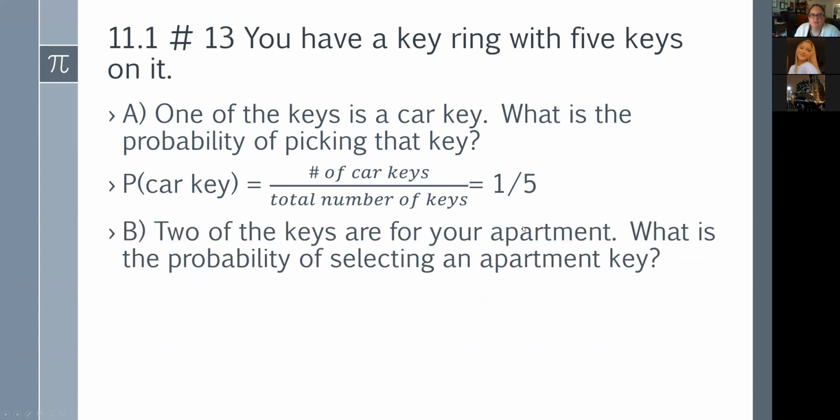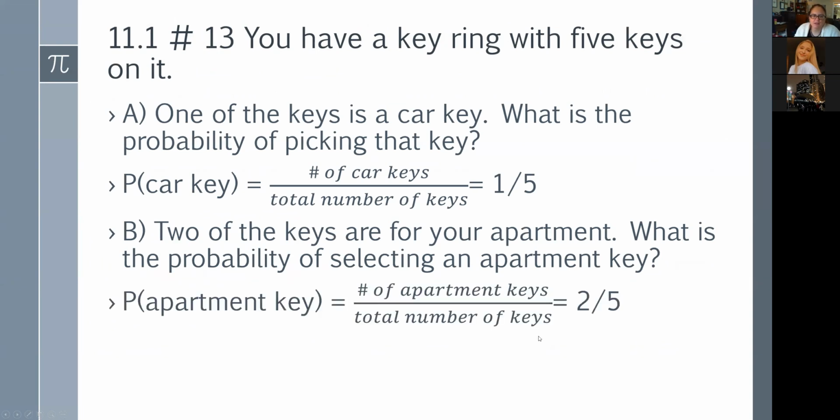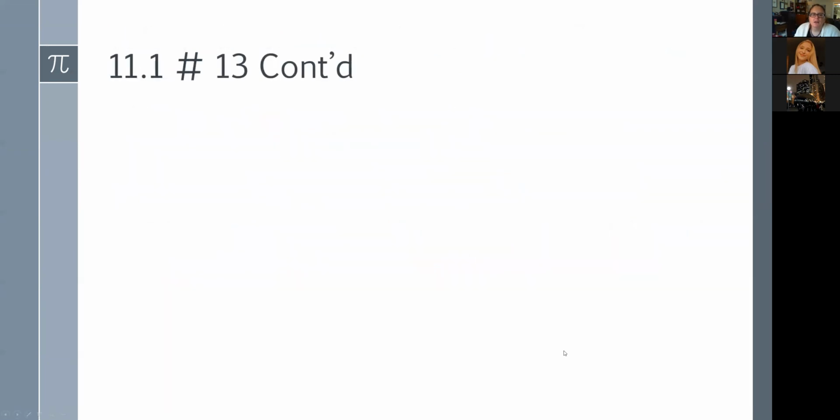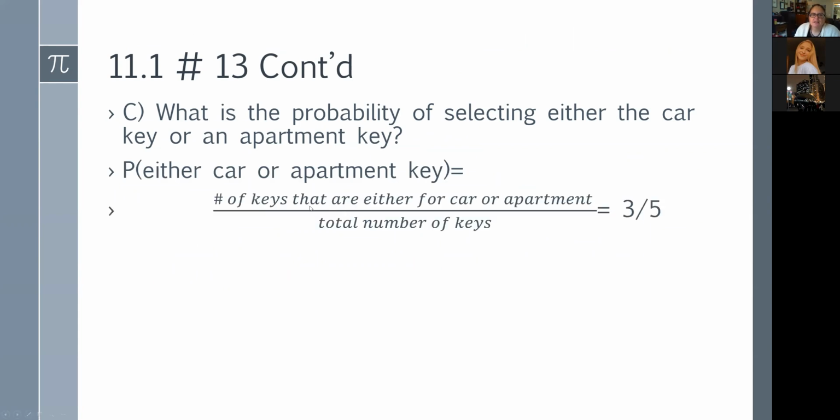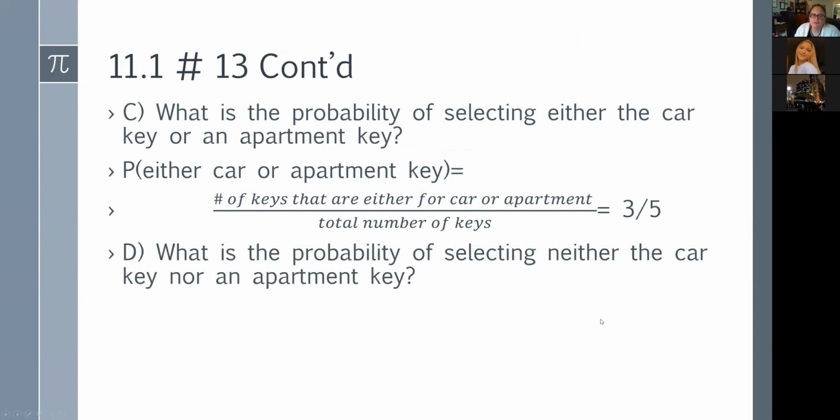2 of the keys are for your apartment. What's the probability of selecting an apartment key? That's going to be the number of apartment keys out of the total number, which is 2 out of 5. Part C, what's the probability of selecting either the car key or an apartment key? That's the number of keys that are either for the car or the apartment out of the total. So that's 3 out of 5.